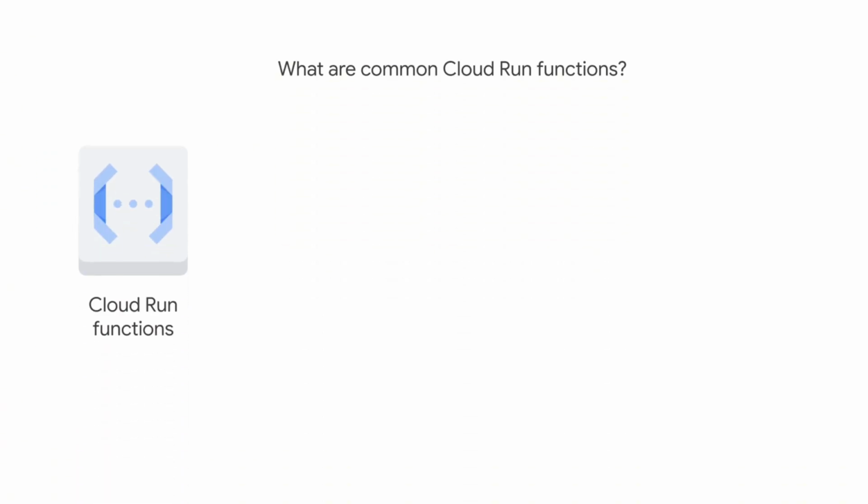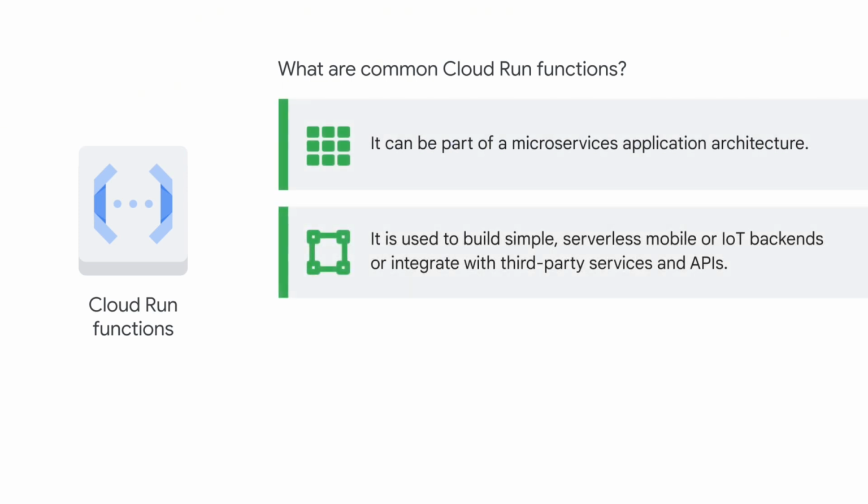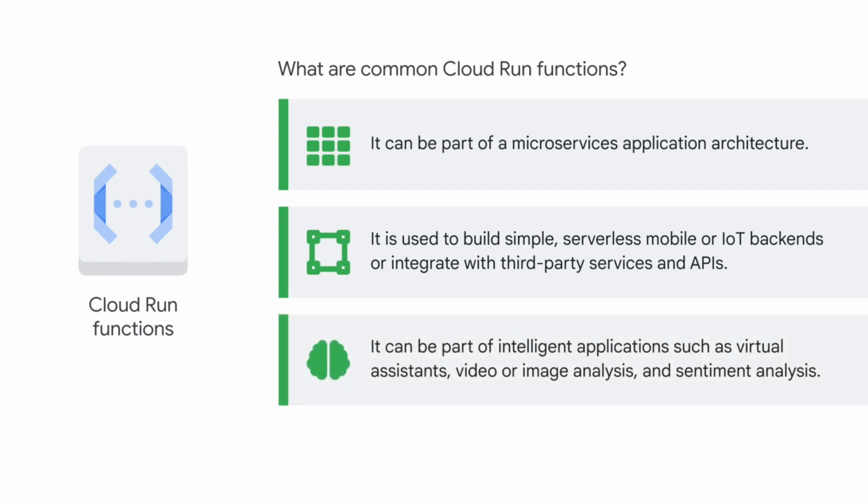What are common Cloud Run Functions use cases? It can be part of a microservices application architecture. It is used to build simple, serverless, mobile or IoT backends or integrate with third-party services and APIs. Files uploaded to a cloud storage bucket can be processed in real time. Similarly, the data can be extracted, transformed, and loaded for querying and analysis. And it can be part of intelligent applications such as virtual assistants, video or image analysis, and sentiment analysis.